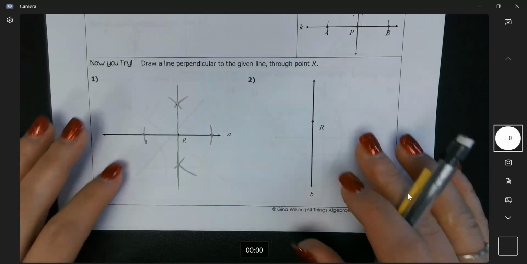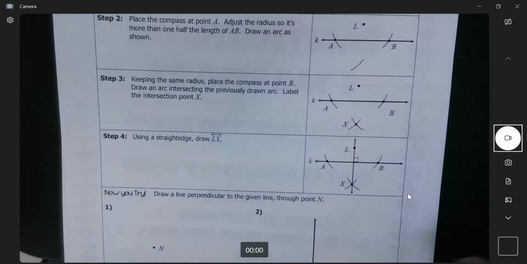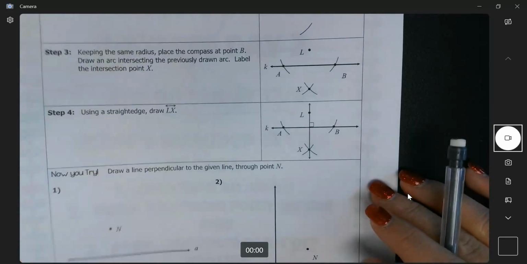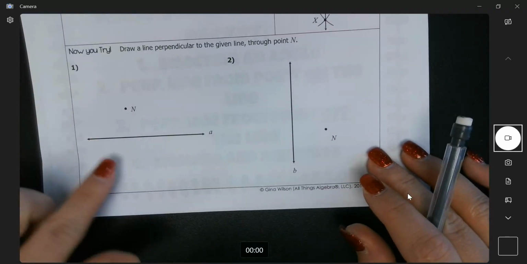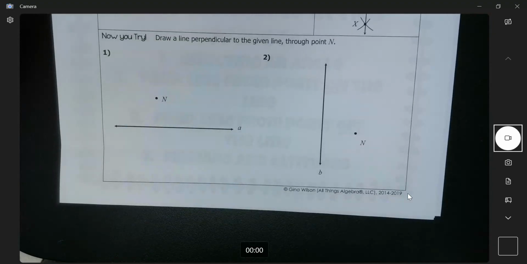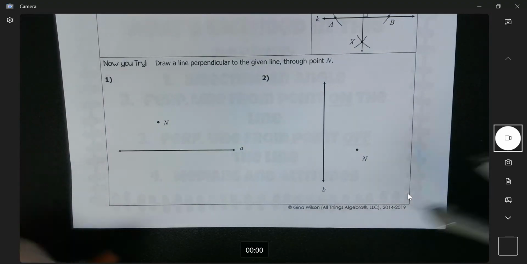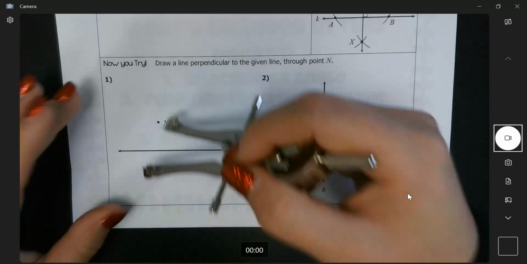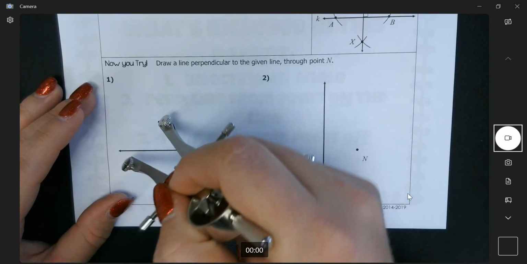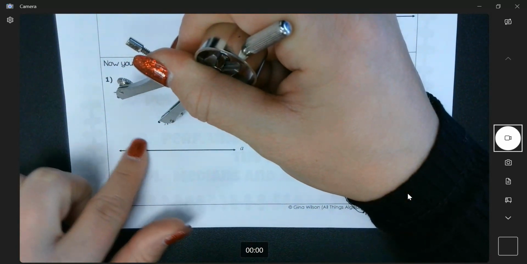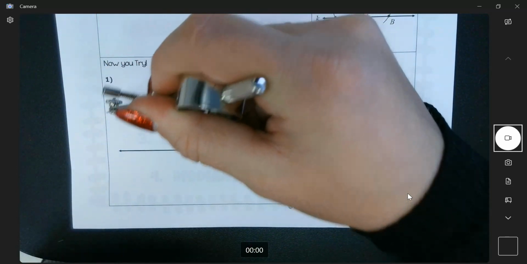Okay. So you can try out number 2 on your own. I'm going to take a look at if there was a perpendicular line through a point that's not on the line. So this is a little different. Notice that N is not on this line that we're given, that we're trying to draw a perpendicular line through. So I'm going to start by taking my compass and putting the point of it on N. And what I want to do is make an arc down here so that it'll touch this line twice. I need 2 intersection points.